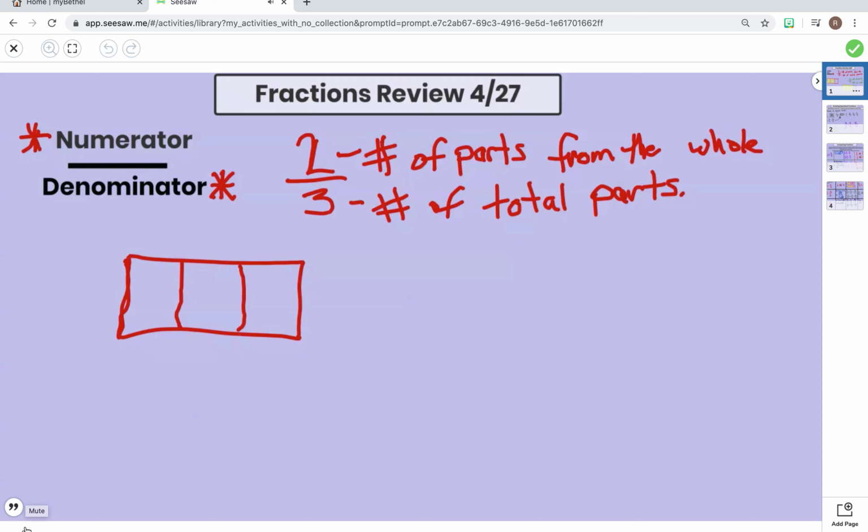Okay, I want to show 2/3. Well, I have 3/3 already here, but I want to show 2. That's the number of parts from the whole that I want to highlight. So we're going to highlight 2 of them, or color in 2 of them. So this fraction right here shows 2/3.